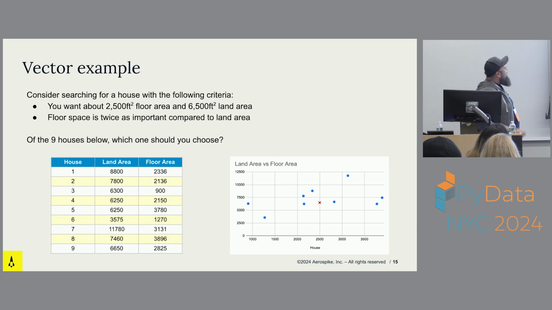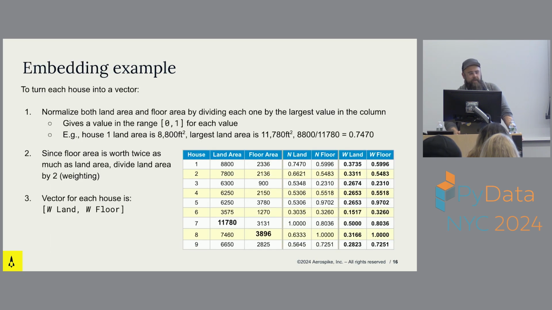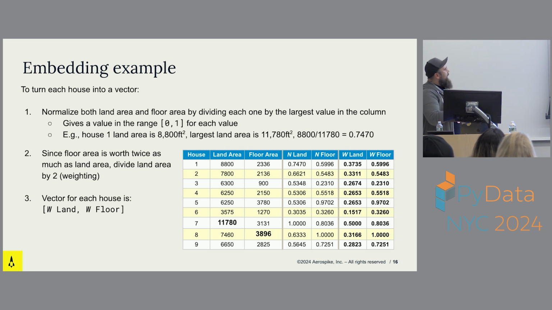So there's 9 houses on this list. And so we have land area and we have floor area. And we've kind of plotted those and given like the kind of optimal there in the middle, what we're looking for. Now, to embed these, we're going to basically generate this 2-dimensional vector by normalizing the land area and the floor area by dividing by the largest value within each column, right?